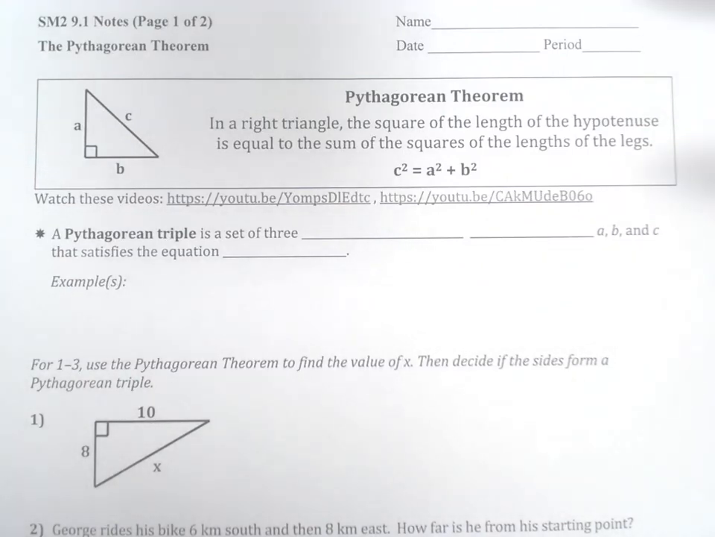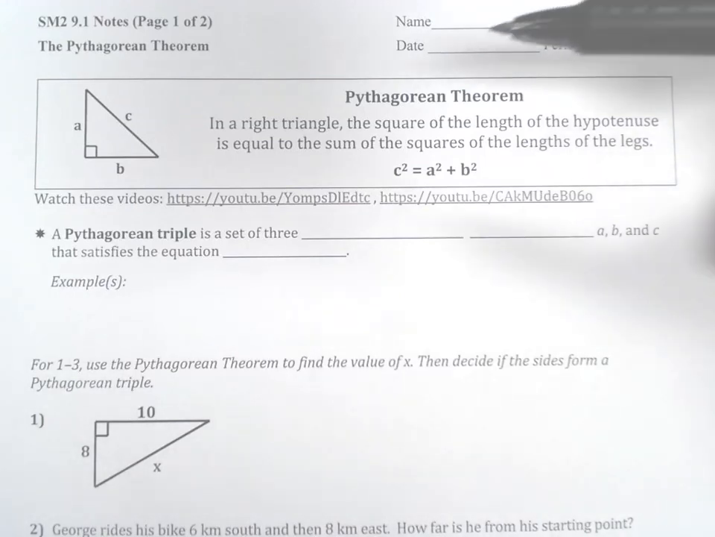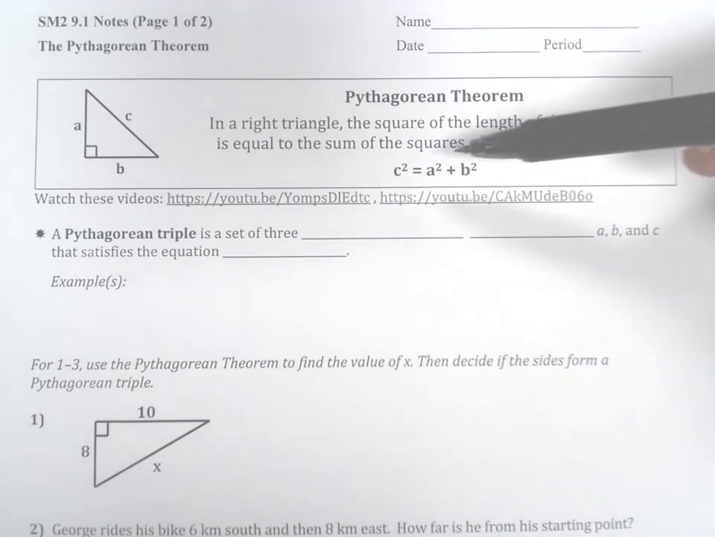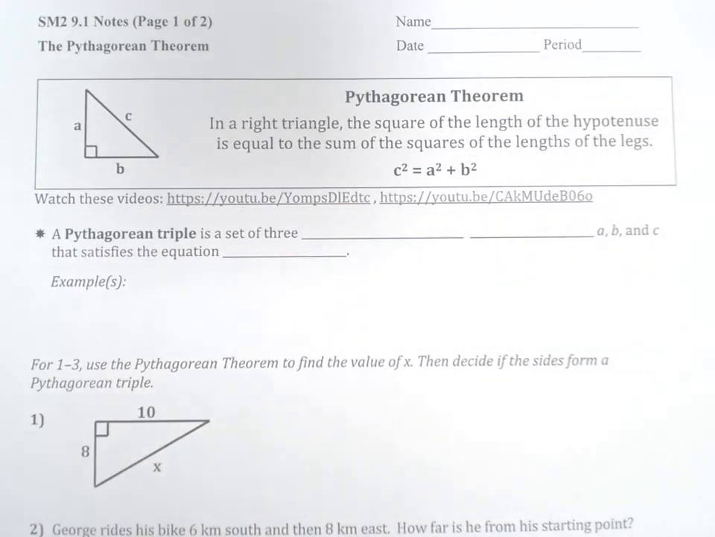So, Pythagorean Theorem, here we go. In a right triangle, the square of the length of the hypotenuse is equal to the sum of the squares of the lengths of the legs, or c squared equals a squared plus b squared. You're probably used to hearing it a squared plus b squared equals c squared. Same thing, works either way.